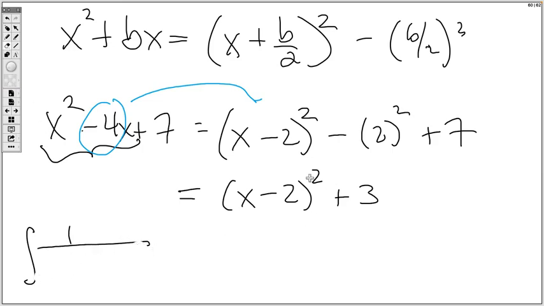Now once again, the way you would check that this is correct is you would start here, FOIL this out, and then add 3. You'd get your x squared minus 2x, there's your minus 4x, plus your 4, plus your 3 gets you back to what? 7. It all works out. Beautiful.